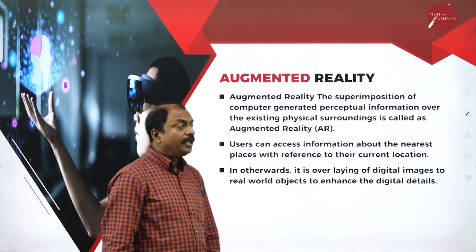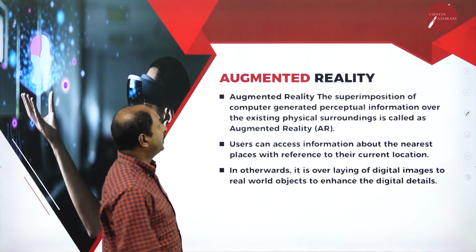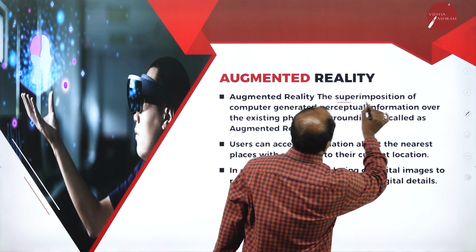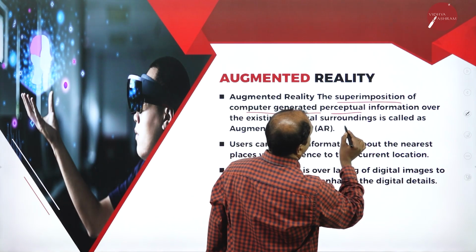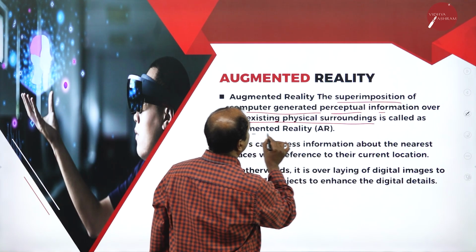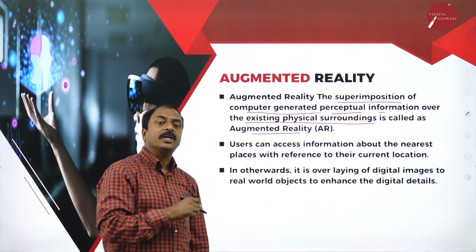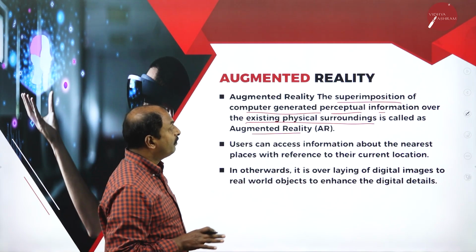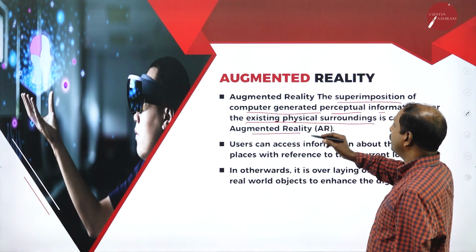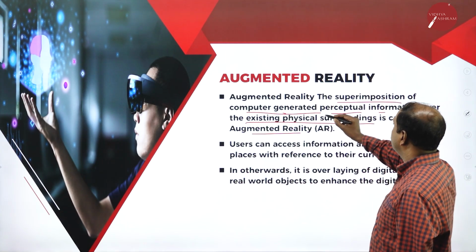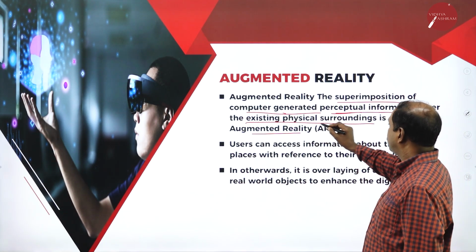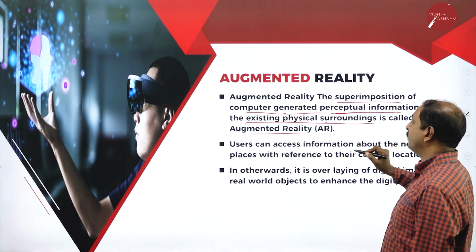In the next slide, we will see another method of immersive experience, that is augmented reality. What is the definition of it? The superimposition of computer-generated perceptual information over the existing physical surroundings is called augmented reality. This is different from VR, virtual reality. In virtual reality, we create a new environment itself. But here, with the help of an object, we create computer-generated graphic information and overlay it on the physical things. We work with the physical environment, that is AR.